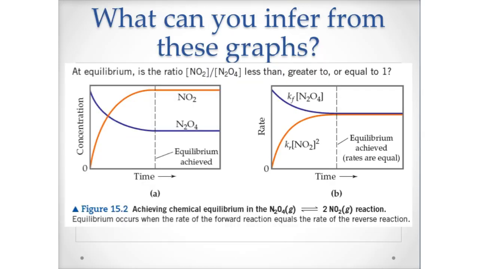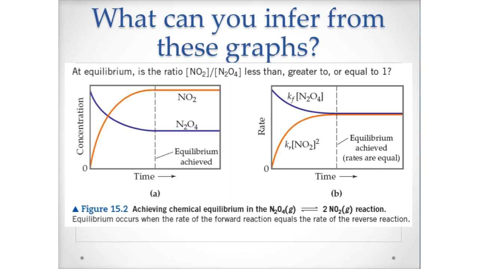And this slide basically explains what I just said in a very, very clear way. But before I talk about this, I want you to pause this podcast, and I want you to stare at these graphs and answer the question that's presented in this figure. So it says, what can you infer from these graphs? At equilibrium, is the ratio of NO2 to N2O4 less than, greater than, or equal to 0? I want you to look at the y-axis. Both of these are with respect to time. Tell me, write down or mentally brainstorm what you think this figure is trying to tell us. Pause.